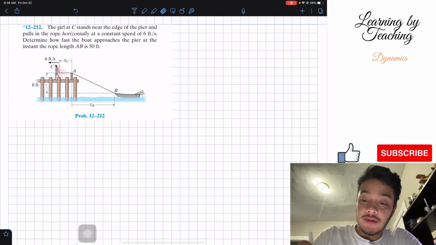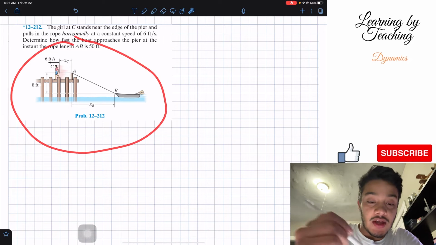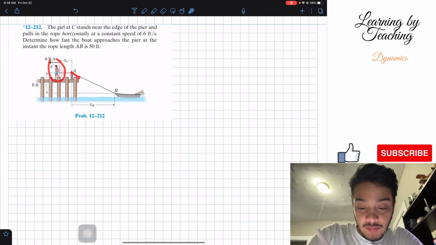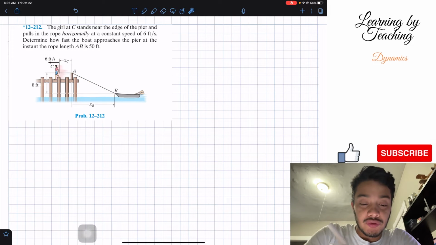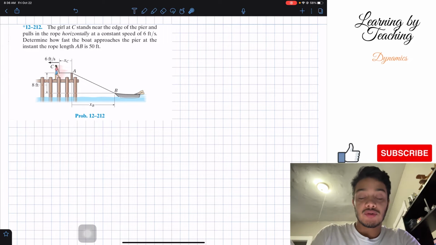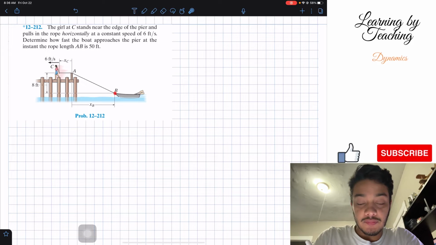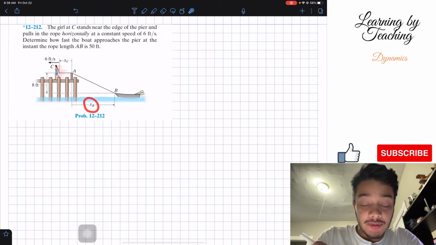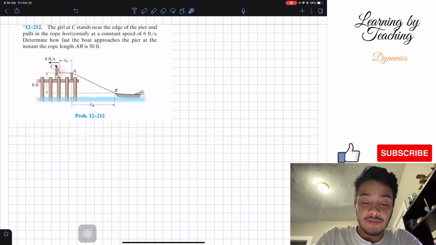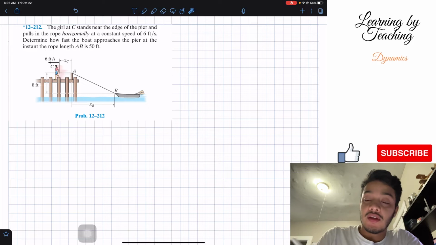Alright, so what we're given here is that this girl is pulling our boat with this rope, right? And the question is asking us to find basically the velocity at which this boat is approaching our pier. And for that, we need to find the velocity of this segment that they call XB. So we need to find the velocity of XB.